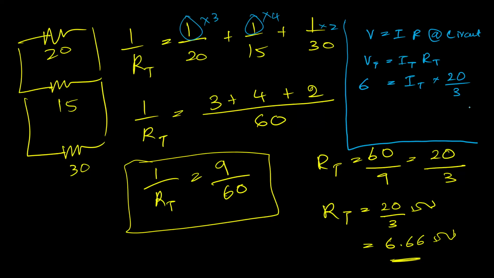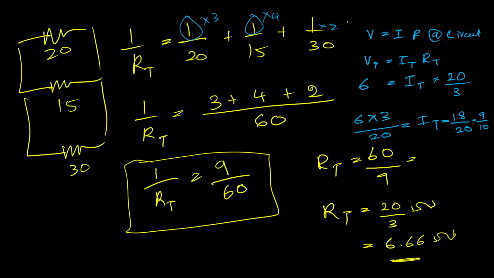Now to find I total, we have to send all the things to the other side. 6 division 3 when going to the other side will become multiplication, and the multiplication will become division. 6 into 3 is 18 over 20, which is equal to 9 over 10, that is equal to 0.9. So earlier by adding all the currents we got 0.9 ampere. Here we are double confirming it is 0.9 ampere. Are you clear about that?